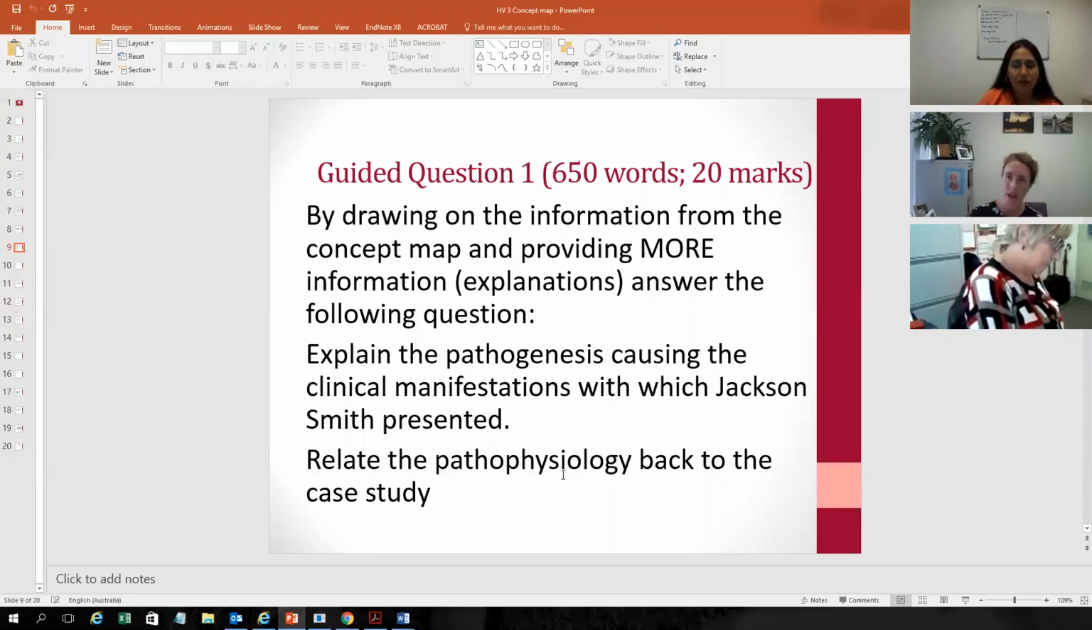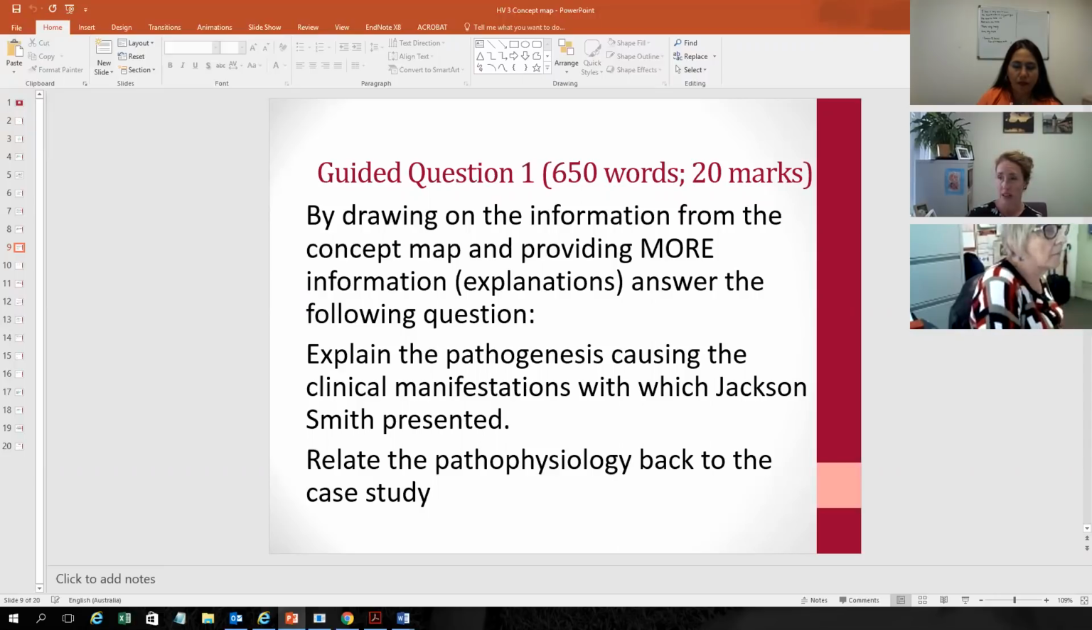So I need to refer you back to the case study all the time. So the case study has the information that you need. When you're talking about the pathogenesis, you need to relate that back to the clinical manifestations or the signs and symptoms that Jackson is presenting with. So you might want to say, Jackson presents with hypoxia, and we know that because he has a pulse oximetry as well as arterial blood gas. I then could go on to say, hypoxia during acute severe asthma is due to, and then you explain the pathogenesis behind that. So you can group your clinical manifestations together.